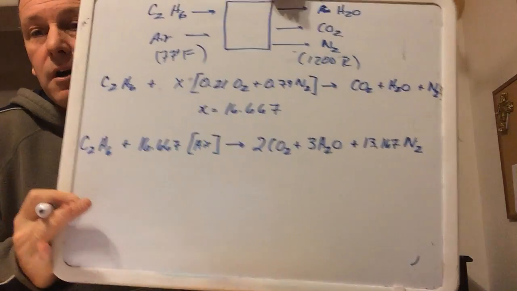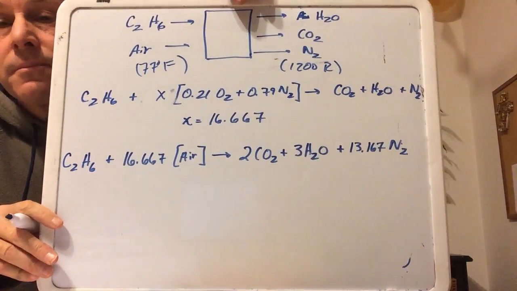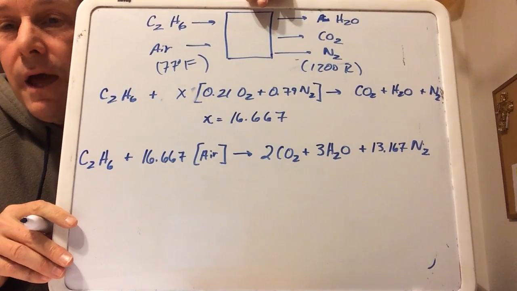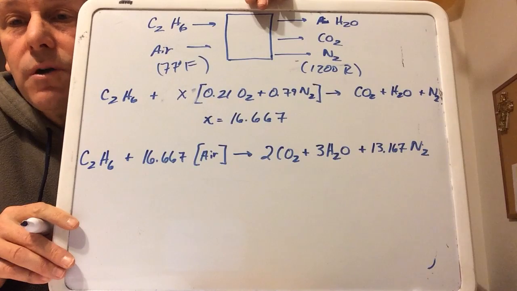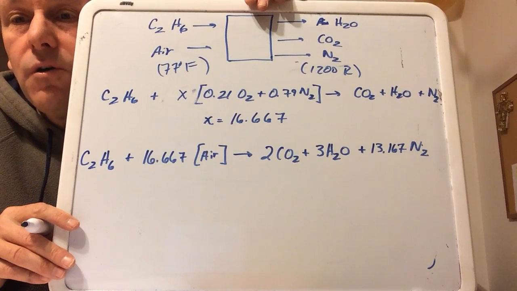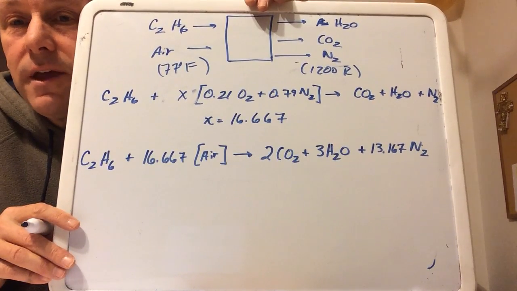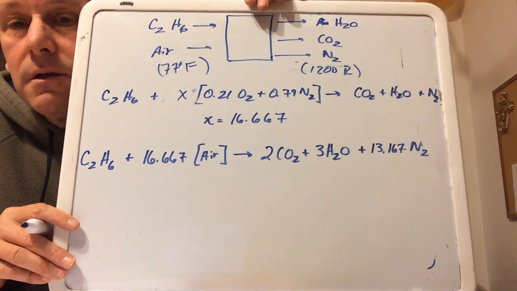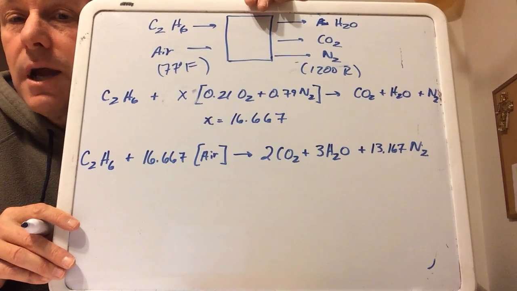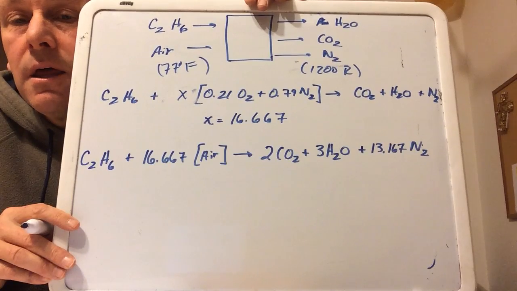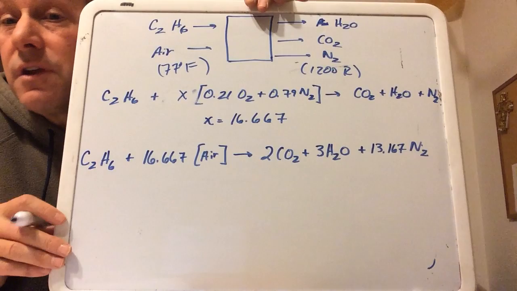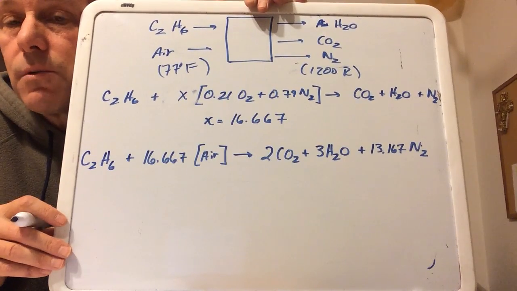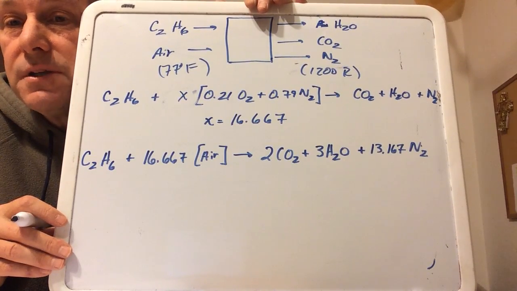All right, so not a hard one to balance. I've got my ethane on the left, and I've got my air. I got 16.667 kilomoles of air for every kilomole of ethane. On the right, 2 carbon dioxide, 3 H2O, and 13.167 nitrogen. All right, and then pretty soon it's going to be time to get to work and figure out what the enthalpies of all terms within that equation are.